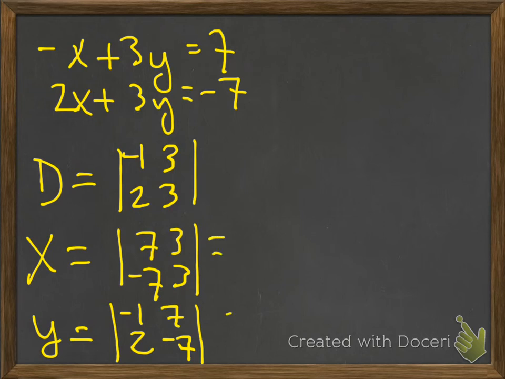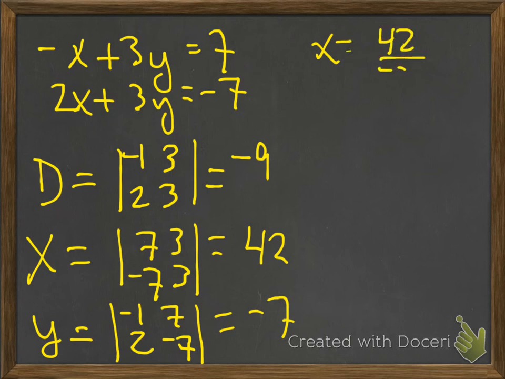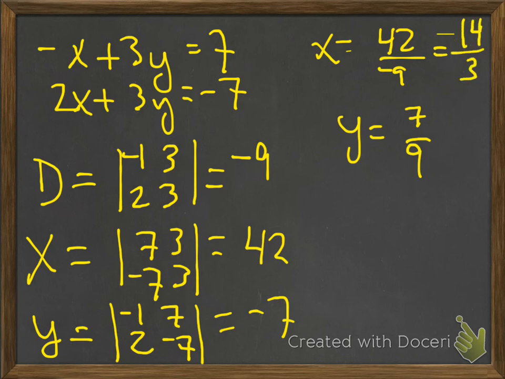So to get the X answer, X is equal to 42 divided by negative 9. That's all it is. Take those two determinant answers. X is equal to 42 divided by negative 9, which in your calculator will probably give you something like negative 14 over 3. And then the Y answer is just negative 7 over negative 9, which is positive 7 over 9. And there you go.